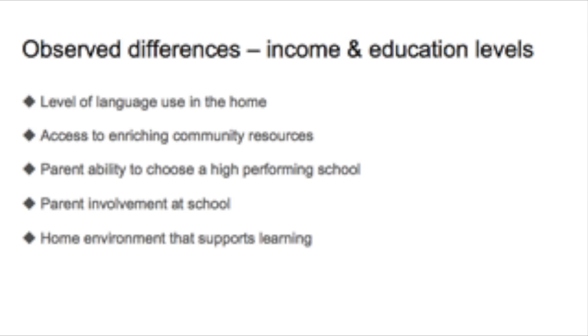Parent ability to choose a high-performing school. Parents with more education are more likely to be invested in carefully choosing a school for their children. Parent involvement at school was another difference. Parents with higher incomes and higher levels of education were found to be more likely to volunteer at their children's school and become involved. Home environment that supports learning.